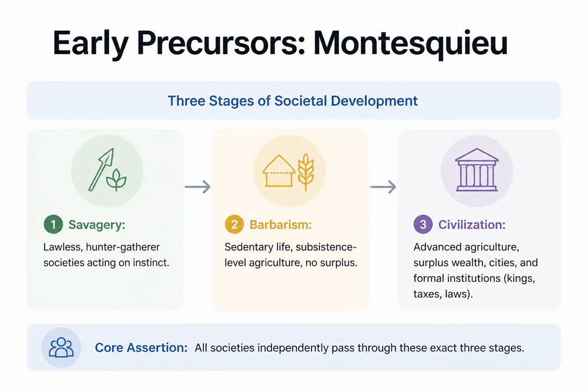The second precursor is Montesquieu, famous for his political theory of separation of powers. Montesquieu proposed that all societies universally pass through three exact stages of development. First is savagery, a lawless stage where people survive purely by hunting and gathering. Next is barbarism, where people settle down and invent subsistence agriculture, living hand to mouth. Finally, civilization, where advanced agriculture creates a surplus of wealth. That wealth builds cities, and cities require institutions like tax collectors, legal systems, and kings. Montesquieu believed every society on Earth would independently walk this exact path.